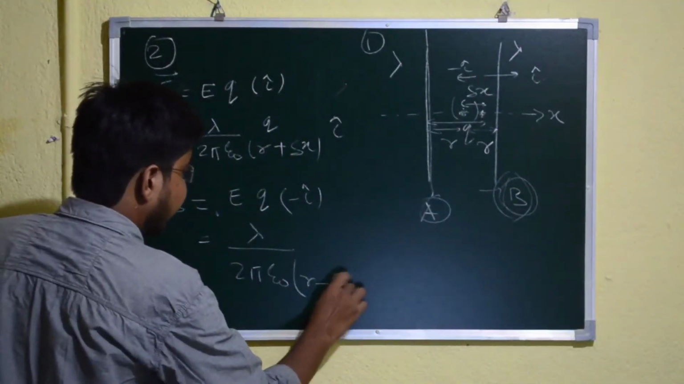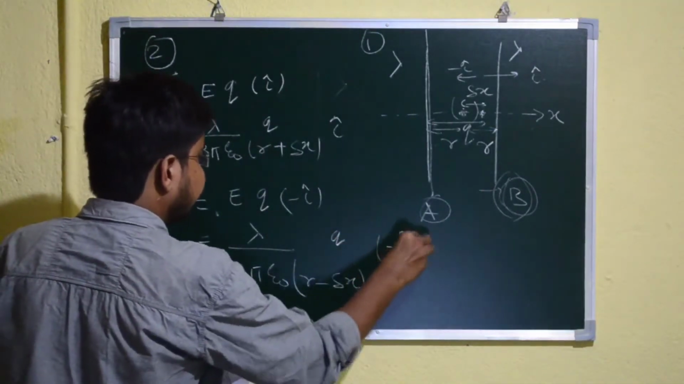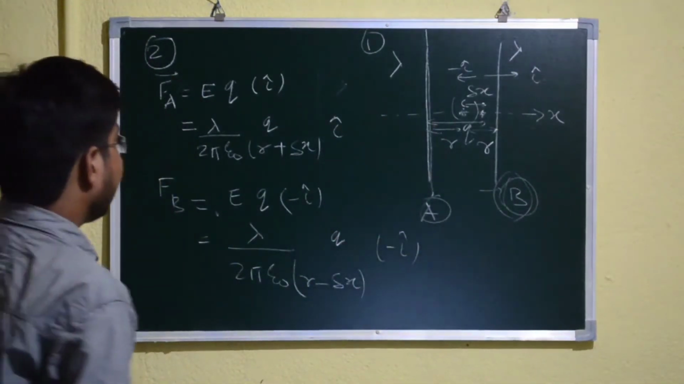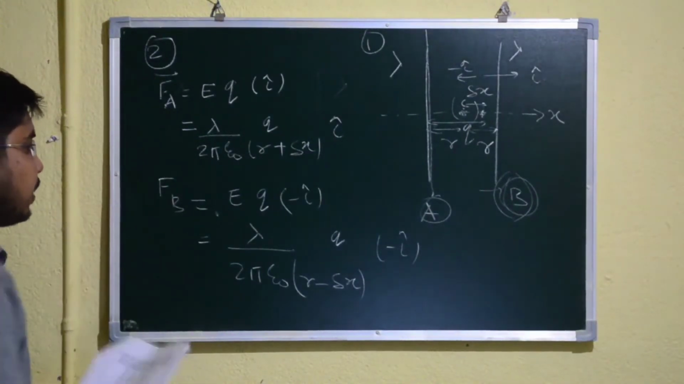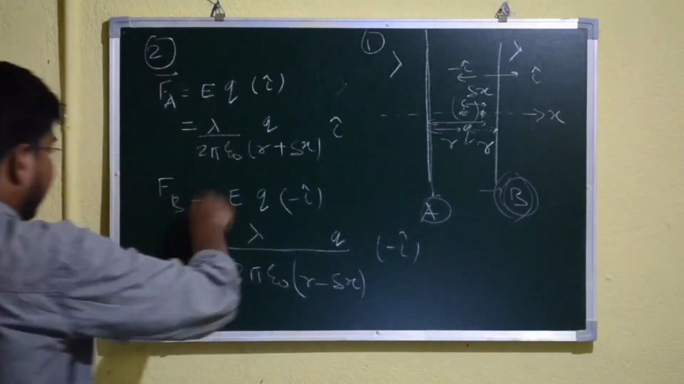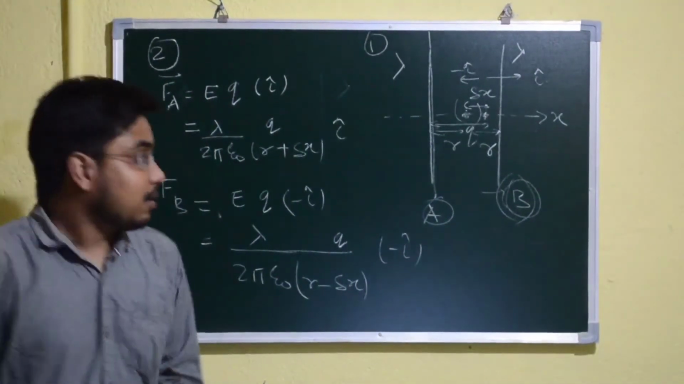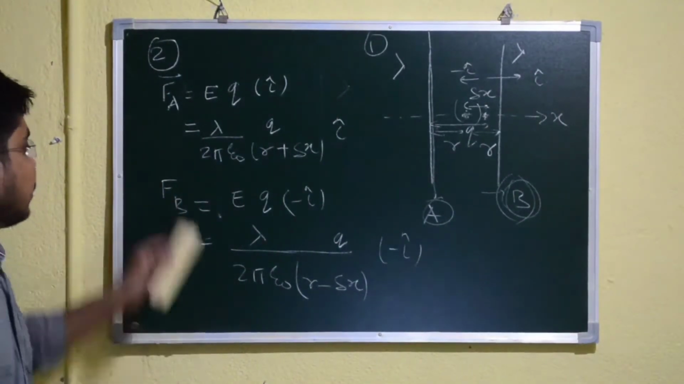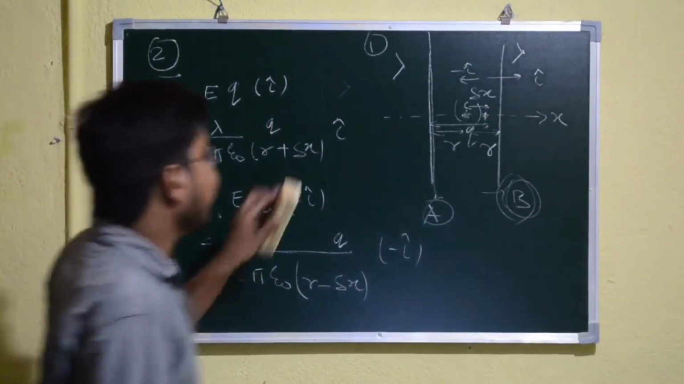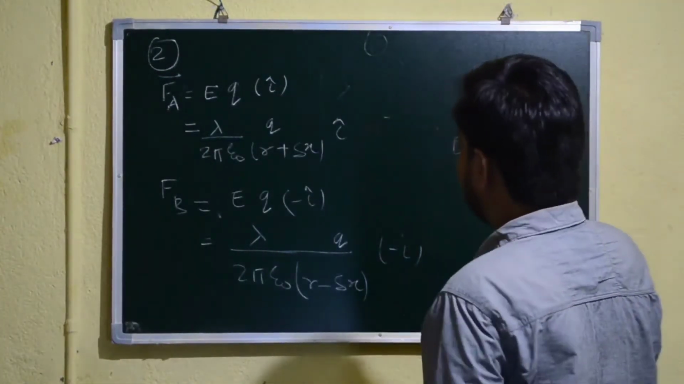It becomes r minus delta x times q, and that is minus i cap. What we have to do here is just add. We have to add Fa and Fb. Then we have to find the resultant of these forces. Now add the two forces.